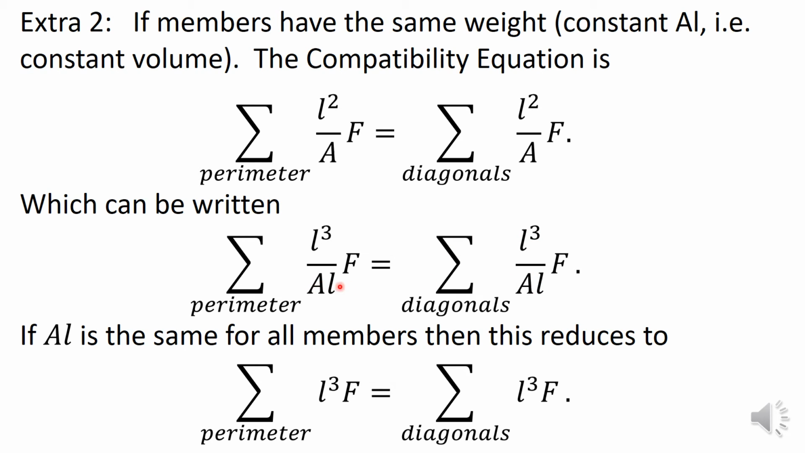Now if AL is the same for all of the members, you can cancel all of these AL from the denominators. And then the compatibility equation reduces to this form. Summation of L cubed times F equal to the summation of L cubed times F. So again, here the coefficients are the cubes of the lengths of the diagonals.